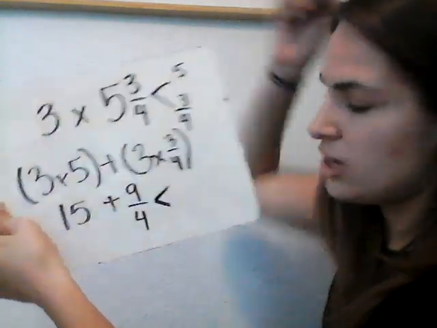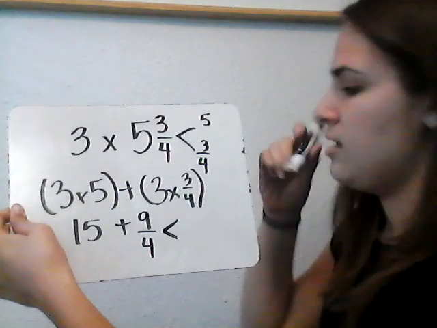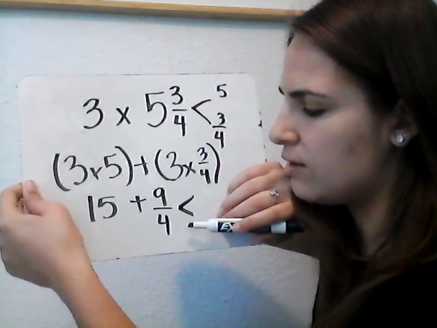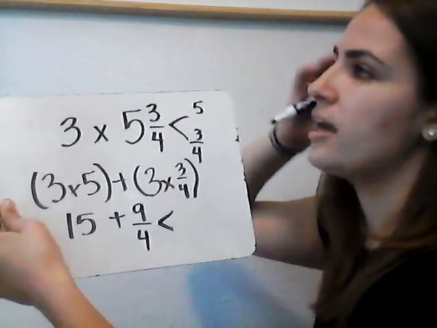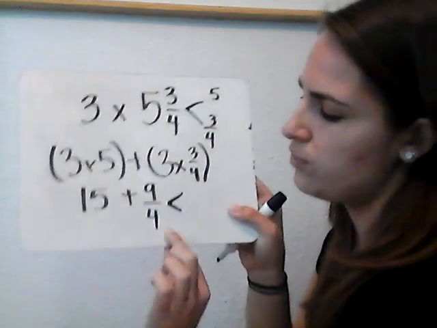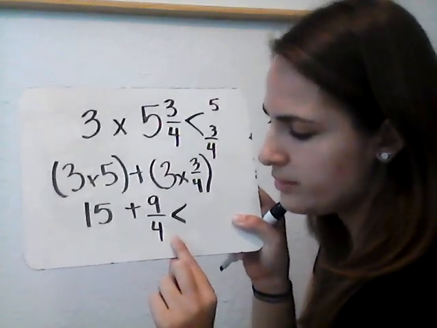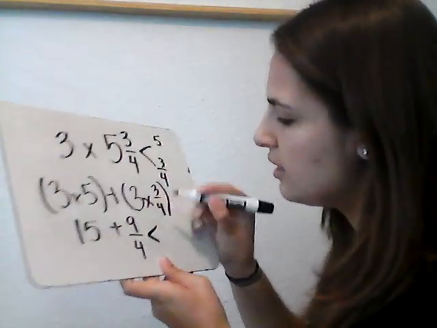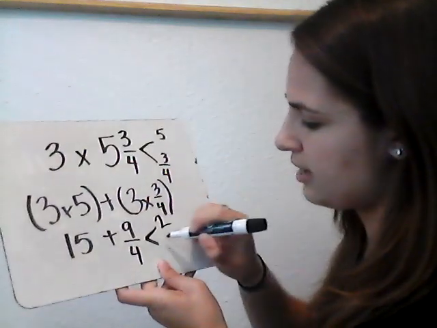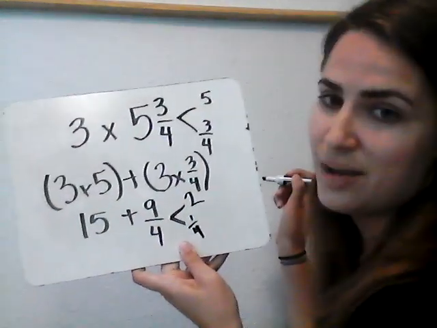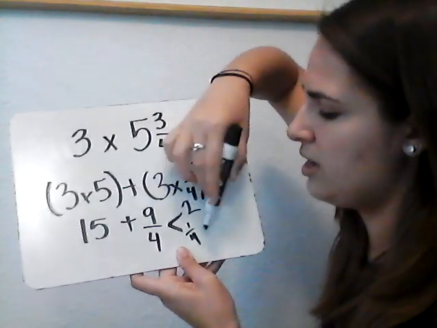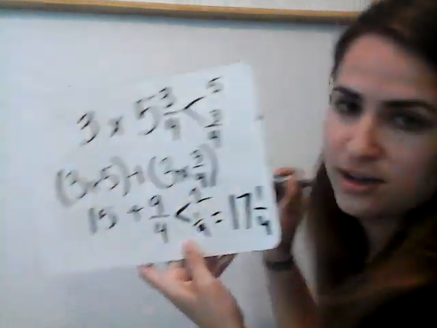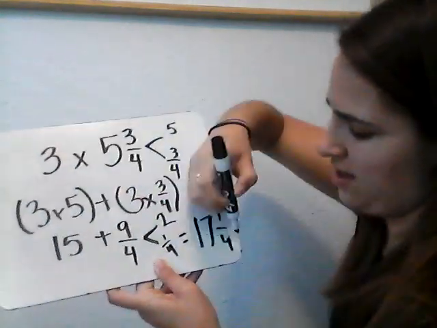We can change 9/4 into a mixed fraction. 9/4, we look at our whole, which is 4. How many wholes do we have in 9/4? Well, we can skip count until we get to 9. So 1 whole would be 4/4, 2 wholes would be 8/4, 3 wholes would be 12/4. We only have 9/4, so we know we have 2 wholes, which is 8/4, and then that gives us 1/4 left over. So now we know we're adding 15 plus 2 1/4, which gives us 17 1/4.